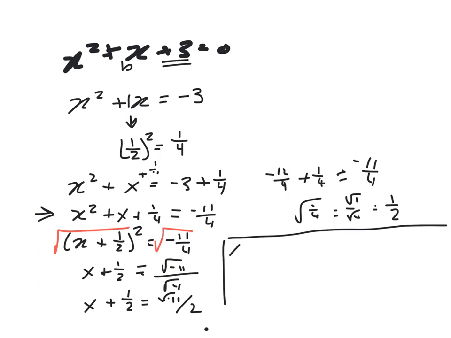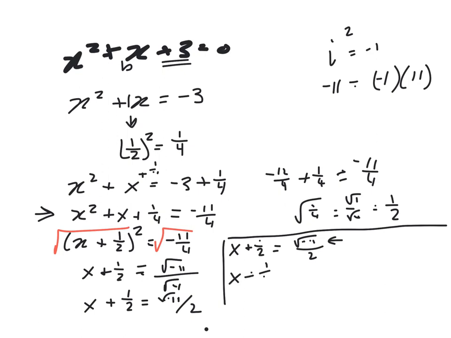Okay, so now I have x plus 1/2 is equal to the square root of -11 over 2. But obviously, the square root of -11 is not a real number. So this is where I'm going to use the i. So remember that i squared is actually equal to -1. And so that -11 is actually -1 times 11. So I can pull that -1 out. So I have x plus 1/2 is equal to i square root 11 over 2.